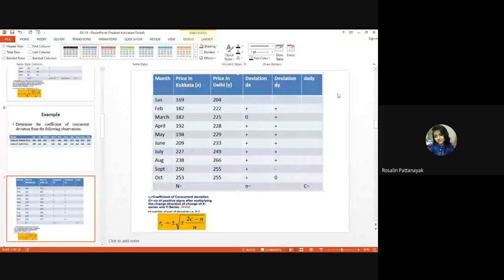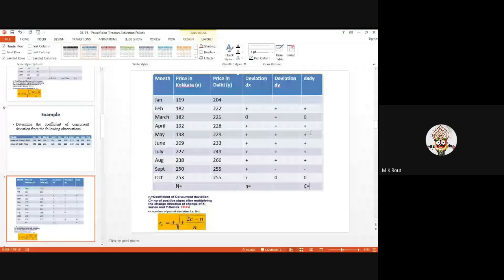Okay. Then multiply, or if you go to the next column, that is dx into dy. The first one is positive. It's clear? Next is how much? 0. The next one is positive. Again, this one is also positive. This is positive. Next one is also positive. The next one is positive. This is negative. Last one is 0.